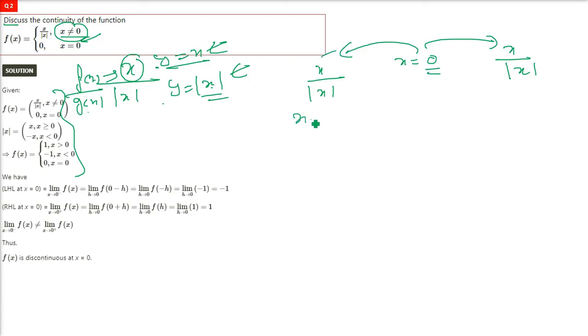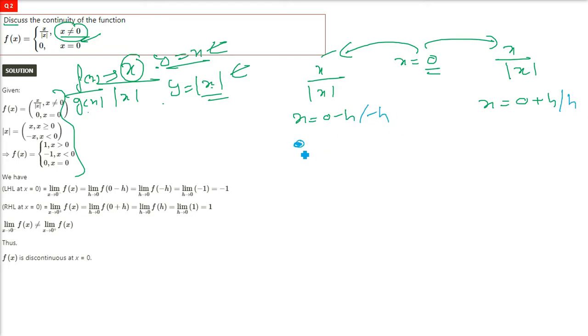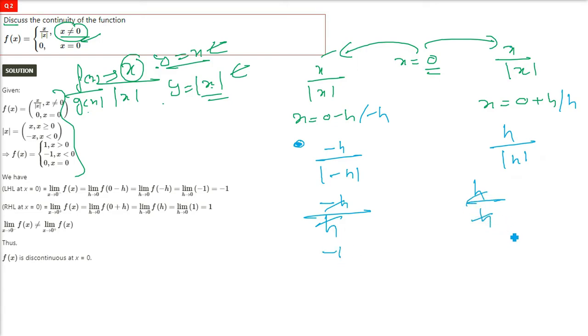So x is equal to 0 minus h at left hand limit, and x equals 0 plus h at right hand limit. Let's just put this 0 minus h and 0 plus h. Because we are using minus h and h, I am putting it here. Minus h divided by mod of minus h, and here h divided by mod of h. Mod is absolute value, so positive h will come out. Here h by h you can cancel, it is going to be negative 1, and here it is going to be 1. Now what do you see here? The left hand limit and right hand limit, they are not equal.